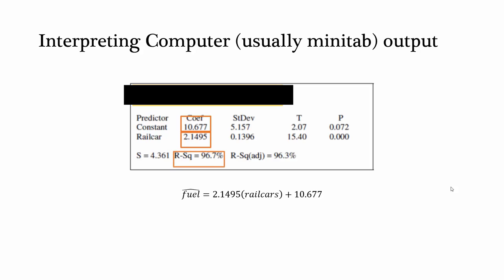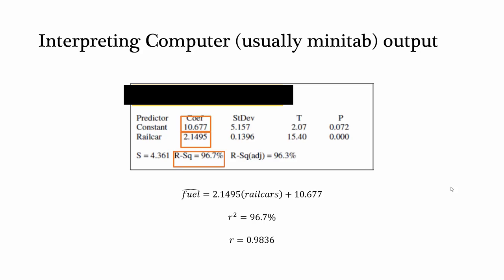Also notice that r squared is given in the table. R squared is 96.7%, and if we square root that, we can get r. Now we have to be a little bit careful because we have to think, is r going to be positive or negative? But r is positive in this case because the slope is positive and the relationship is positive.